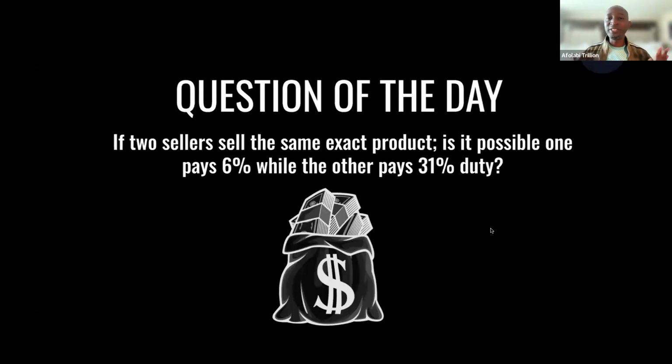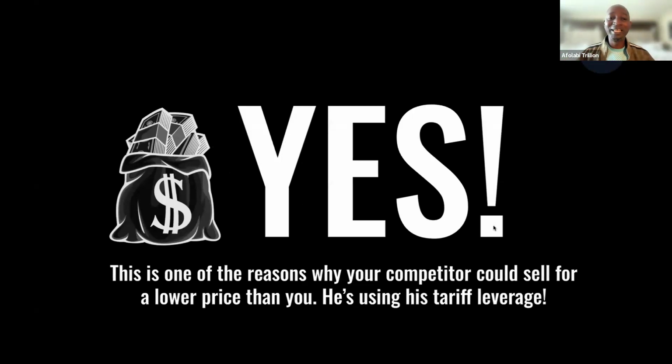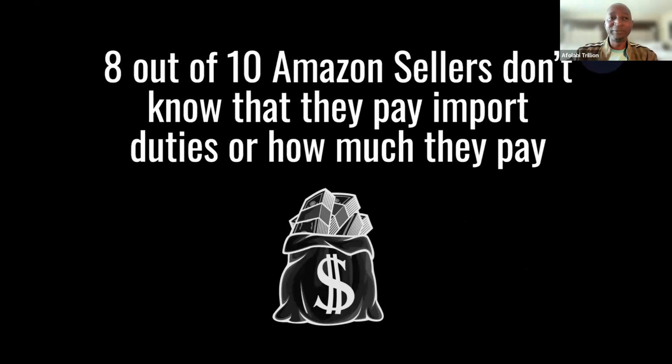So my question is, if two sellers sell the same exact product, is it possible for one to pay 6% and the other one to pay 31%? Oh, yes, it is. And that's why your competitor could sell at a lower price than you on Amazon. You're messing with PPC, you're trying to cut costs, and you're saying, my ACOS is too high. How are these people doing it? It's because they know what you don't know. They have dialed in on their tariff and they're able to save based on that.